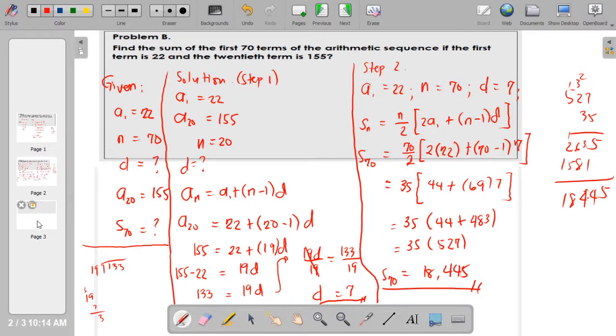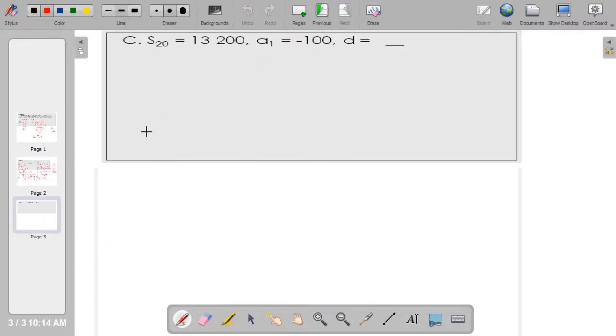Okay? Now let's go to problem number 3. For problem number 3, the sum of the first 20 terms of the arithmetic sequence is given, and that is 13,200, with a sub 1 equal to 100. So what we're looking for here is the common difference.